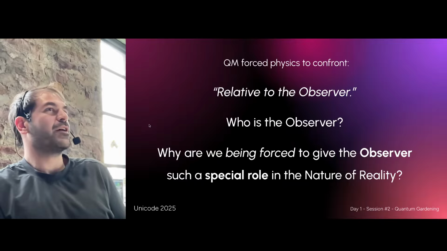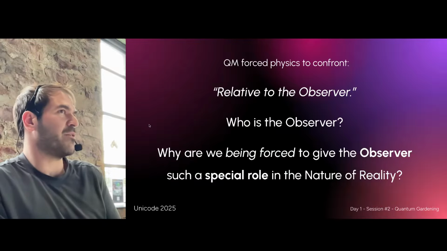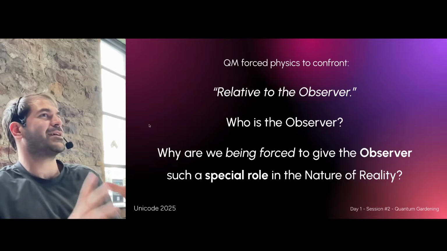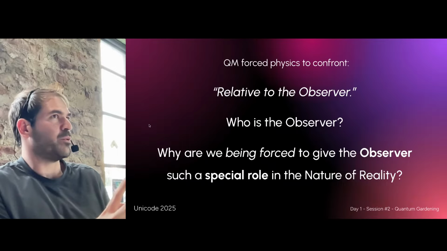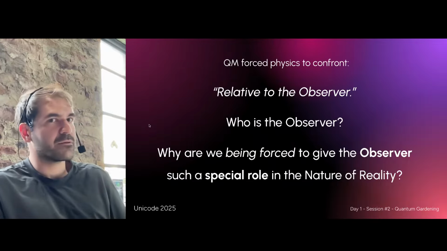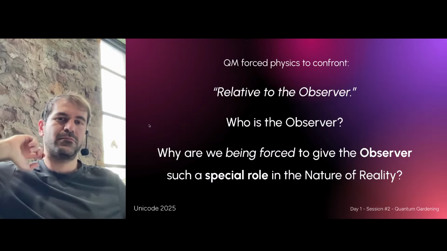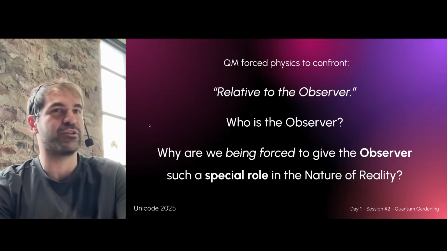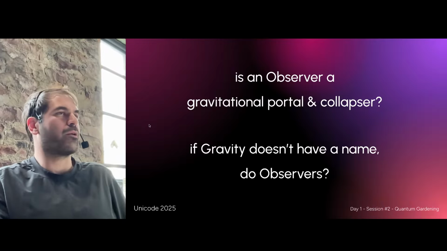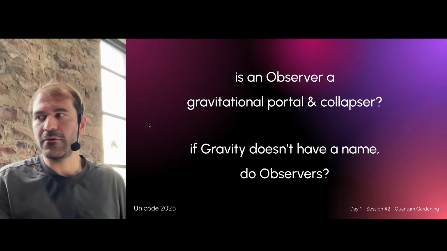So we're talking about taking that question of who is the observer and using that as a gateway for yourself to deconstruct the illusion that your portal has a name that is attributed to it like a solid thing, because it doesn't. Okay, we'll get to that deconstruction more. It's coming up more. So, is an observer a gravitational portal and collapser? If gravity doesn't have a name, do observers?